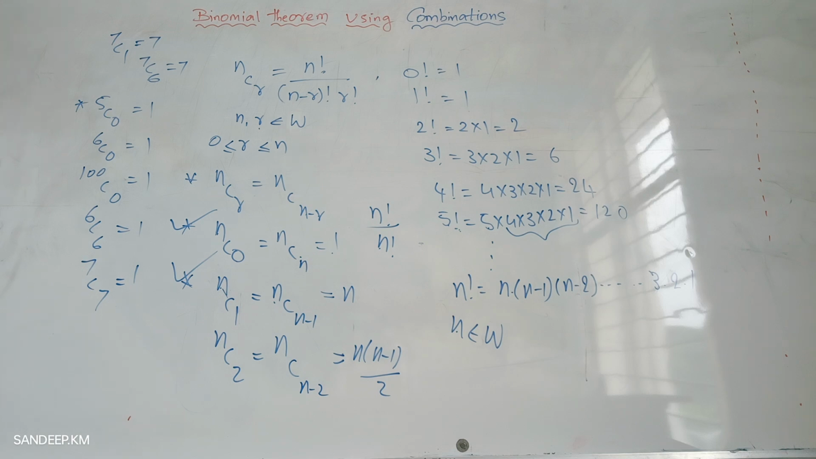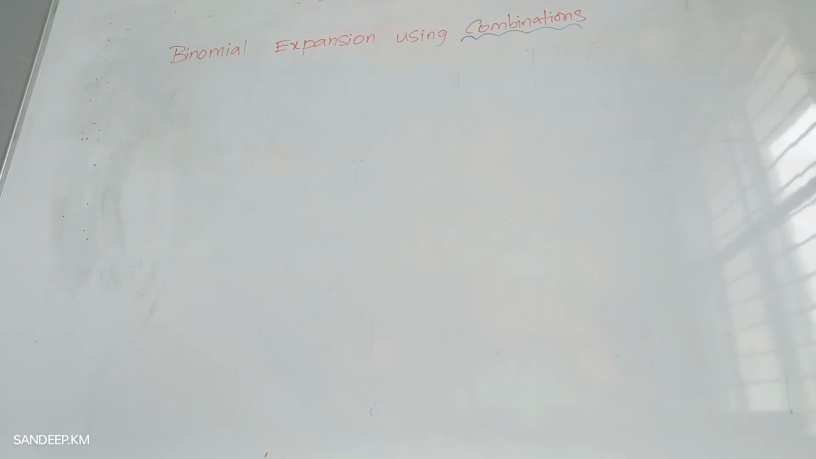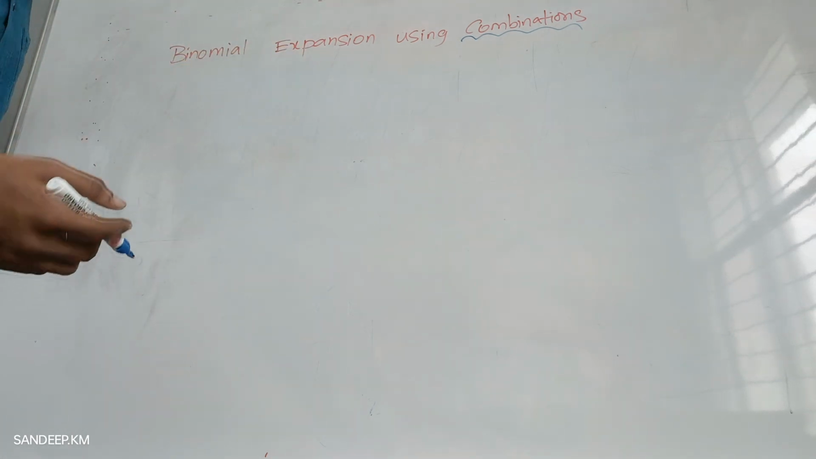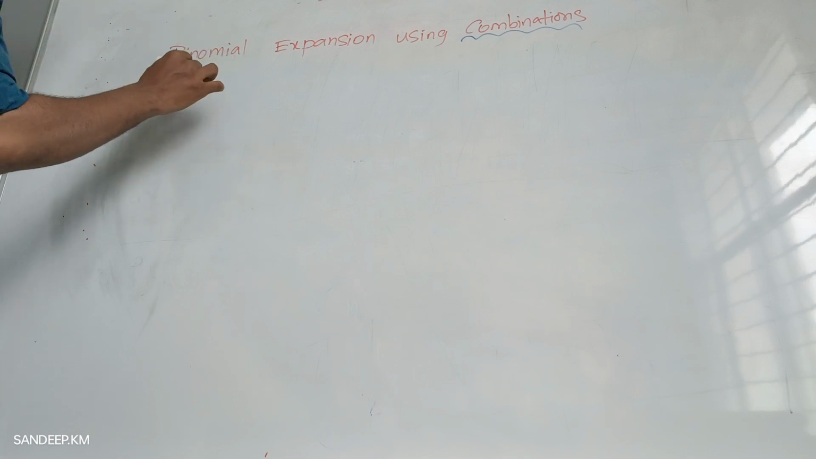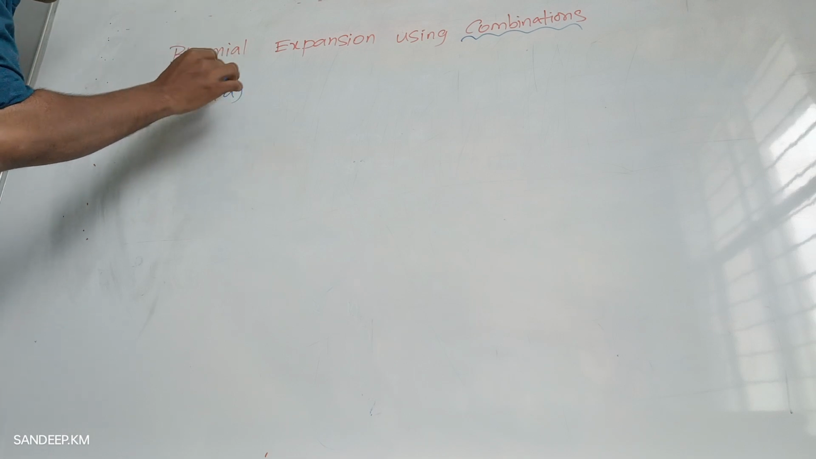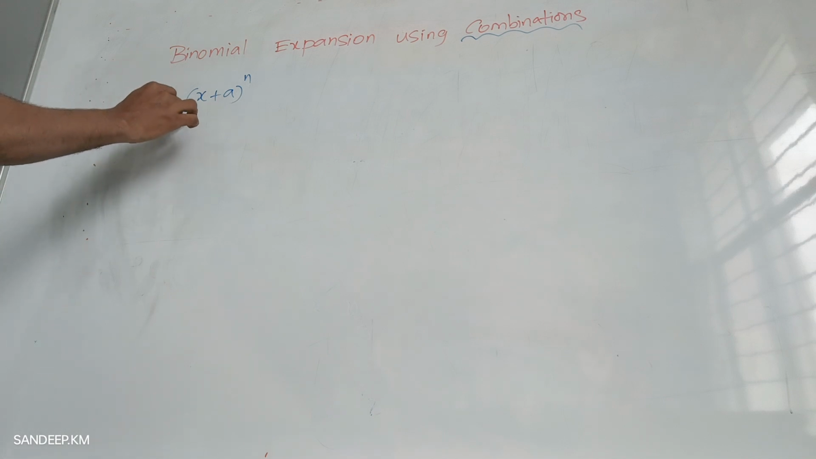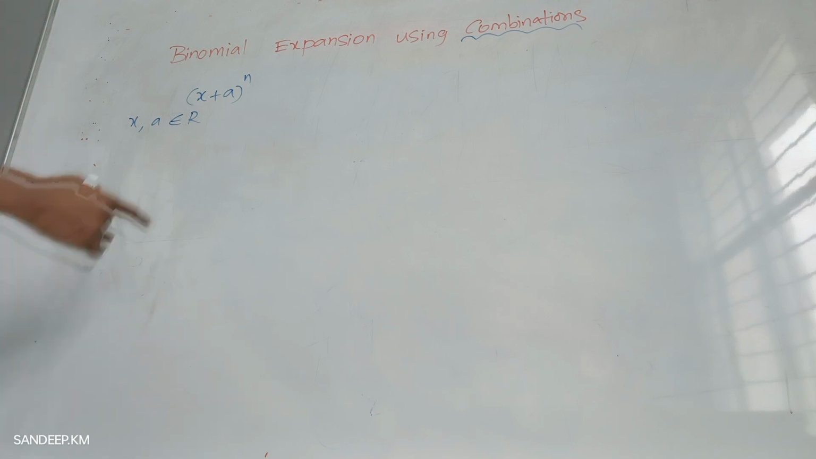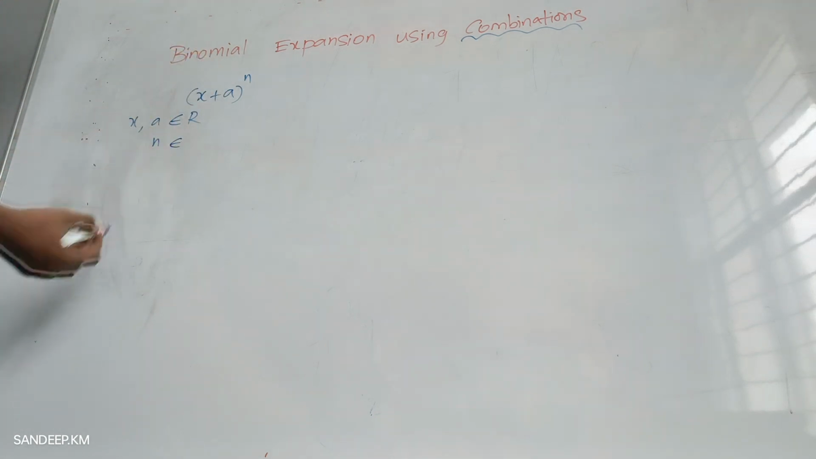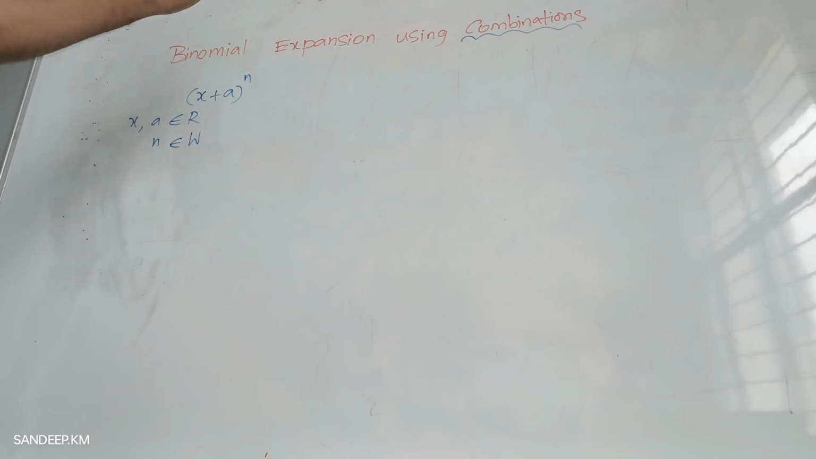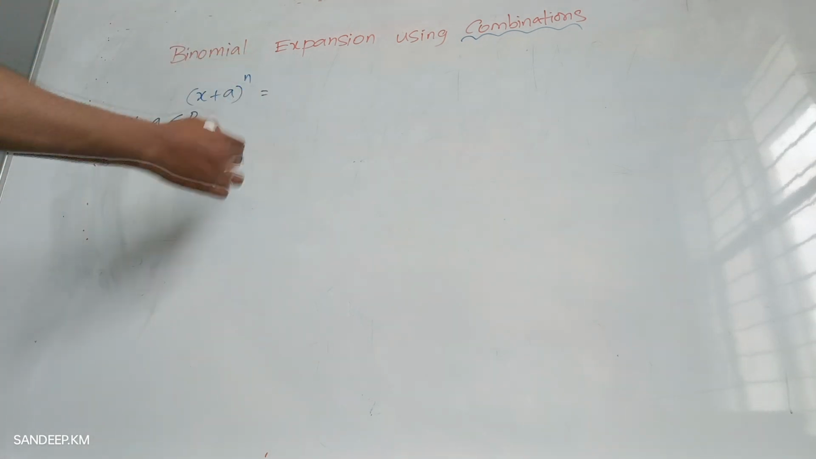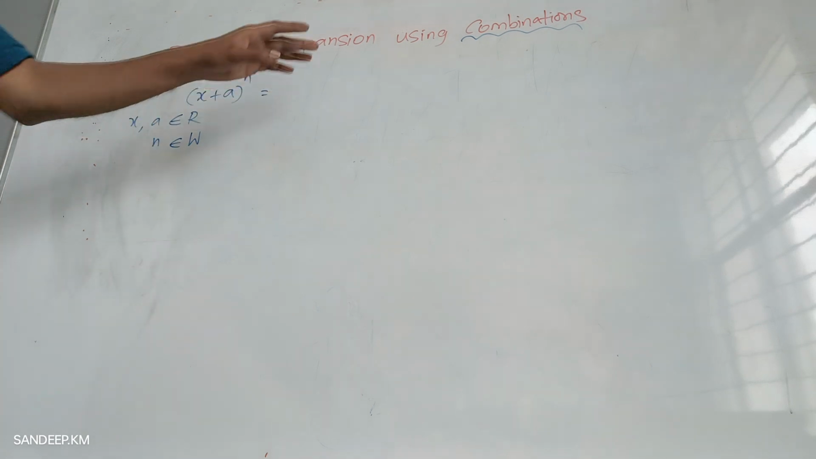Okay, fine. Let us continue with binomial expansion using combinations. Now let us learn binomial expansion using combinations. Which means I am going to find out (x plus a) whole power n, where x, a are some real numbers, they can be any real numbers, but the index n is a whole number, a non-negative integer. So I am going to write the expansion of (x plus a) whole power n using combinations.